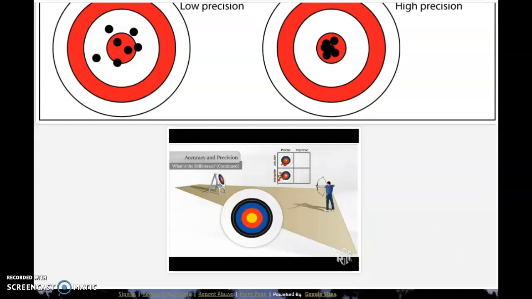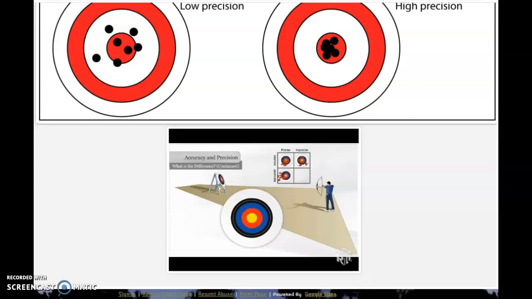On the other hand, the archer may be accurate, but not precise. If he strikes the bullseye, or right next to the bullseye, but his arrows are not consistently placed, then the archer is accurate, but not precise. In this case, the arrows would be spread across the bullseye rather than clumped together in a small area.